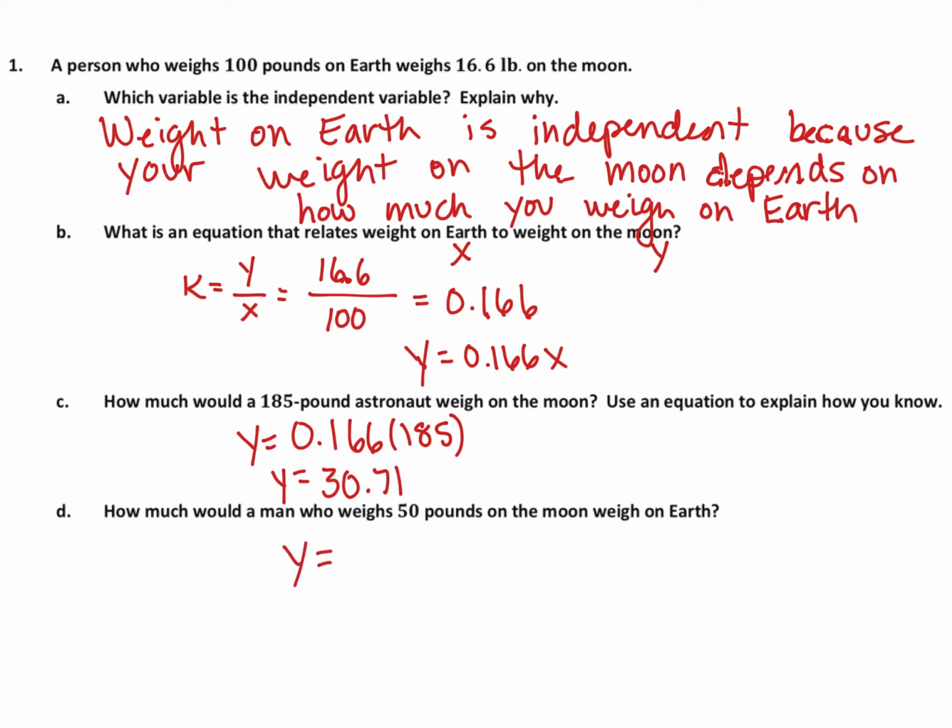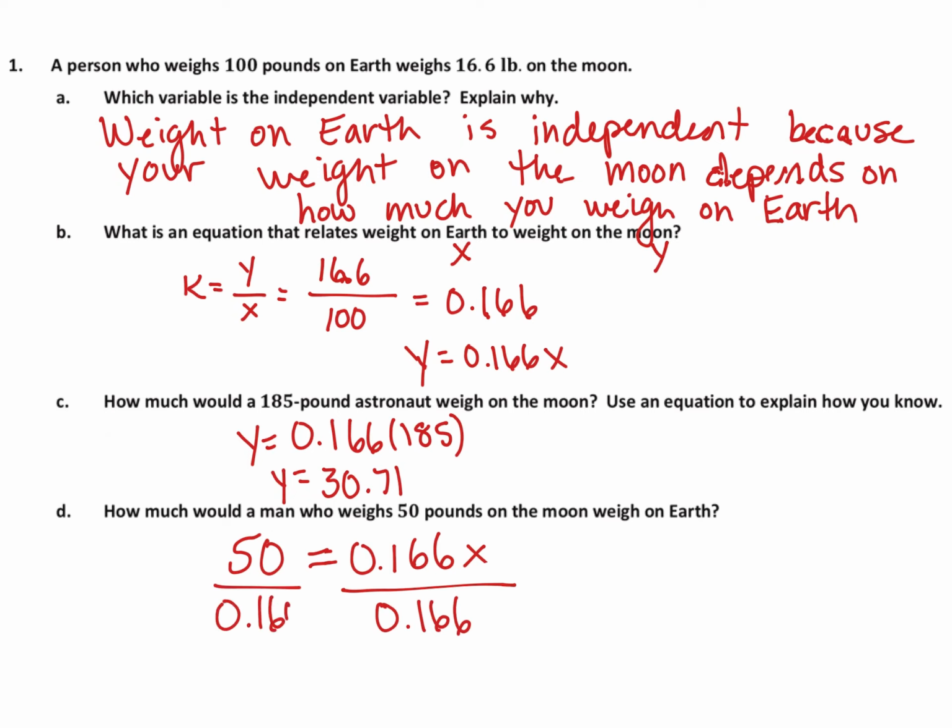How much would a man who weighs 50 pounds on the moon weigh on Earth? Remember, X is the Earth, so that's the one we're looking for. Y is the moon, so we can fill that in with the 50, because that was his weight on the moon. We can work backwards to solve this equation by dividing both sides by 0.166. This side divides out, and we are left with X, and on the other side, we'll get 301 pounds on Earth.